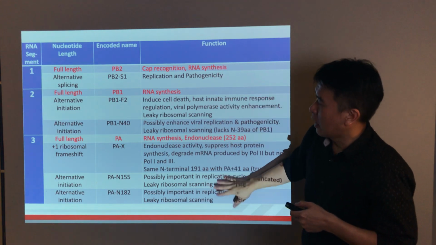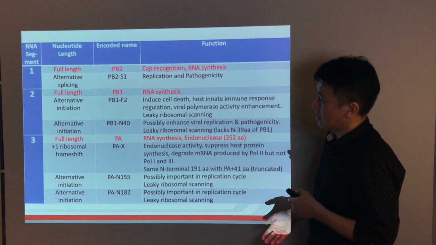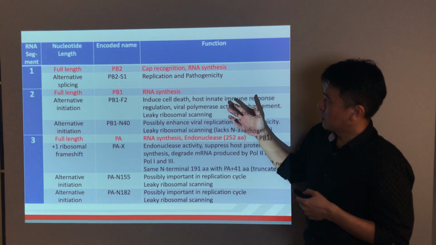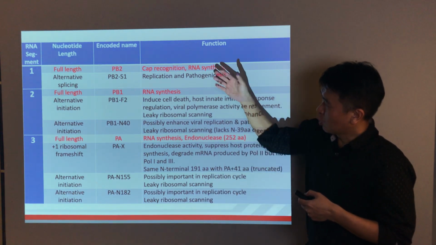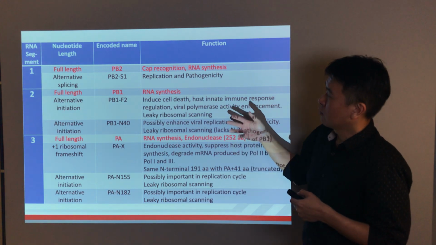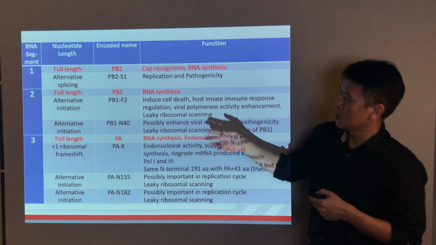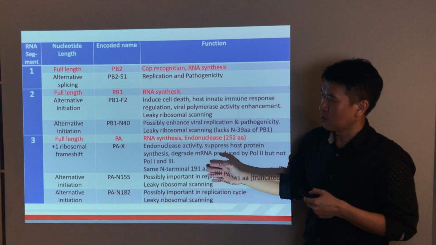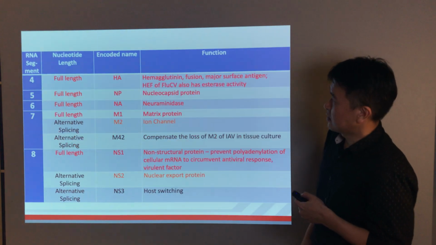So listed here are all the functions of the proteins that are being produced by the virus, and each of them has important characteristics. Those highlighted in red are those that are really important for the replication of the virus. So you have here induced cell death, host innate immunity regulation, and so on and so forth. A lot of these proteins are still under investigation.